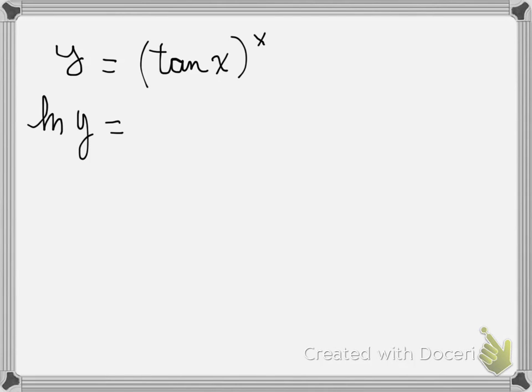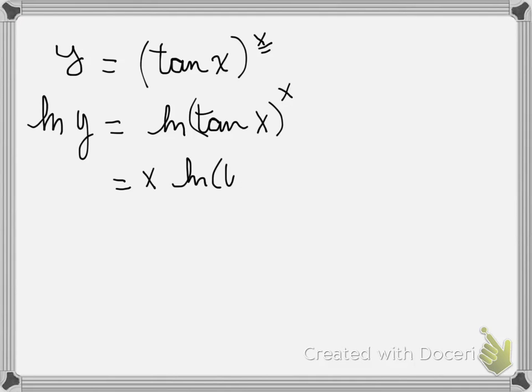Now, a case when you should use logarithmic differentiation would be if you had something like the tangent of x raised to the x power. Now you would want to take the natural log of each side because we've got that variable in the exponent, and the natural log of tangent of x raised to the x power is equal to x times the natural log of the tangent of x. That equals the natural log of y.